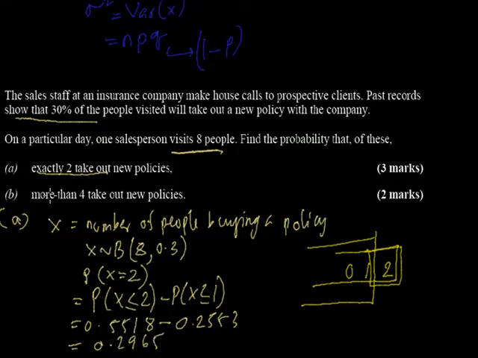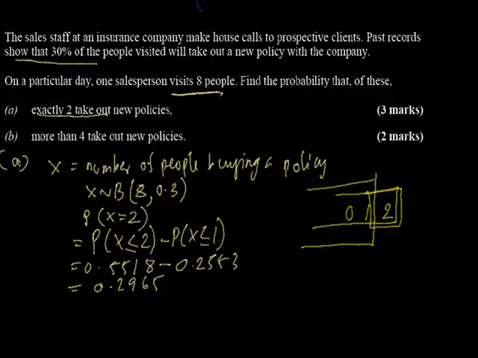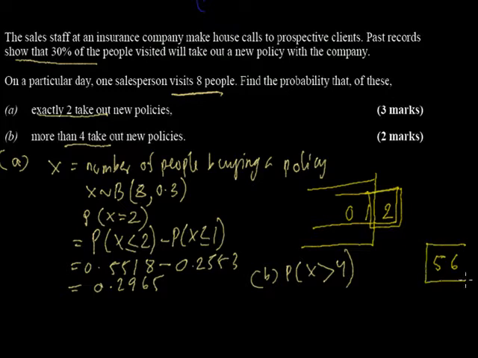The next one says more than 4. So if we do the next sum, it says more than 4. More than 4 means it has to be greater than 4. So it would be the probability of x is more than 4. Since this is discrete, it has to be 5. More than 4 means 5, 6, 7, 8 and so on, but it has to be more than 4, so it is 5. So we want 5, 6 and so on.